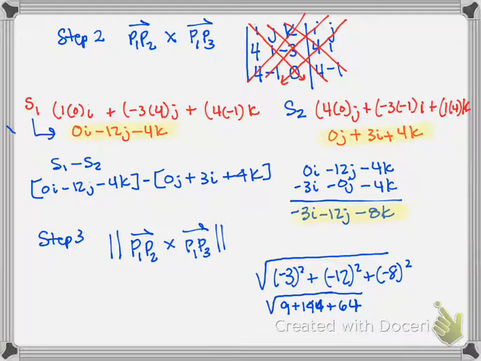Okay guys, if I add those 3 digits together underneath the radical, I get the square root of 217, which is not a perfect square. It's close, but not quite. So this is my answer. This is the area of the parallelogram. So once again, to find the area of the parallelogram, in this case we had to find the two vectors first, take the cross product of the two vectors, and then take the magnitude of the cross product, and that will give you the area.